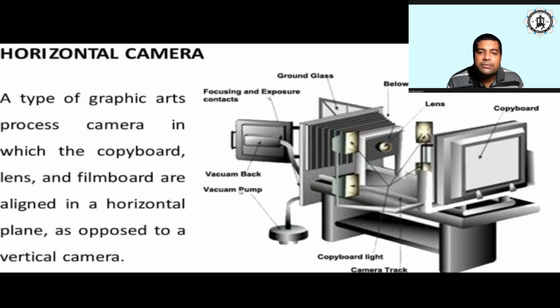This is another typical construction of the horizontal process camera. This is basically your copy board that you can see in front of you. This is where the original is to be placed. Here, as you can see, this is the lens, or rather the lens aperture. And finally, this is the focusing plane on which the transparency is to be placed, in front of the ground glass.